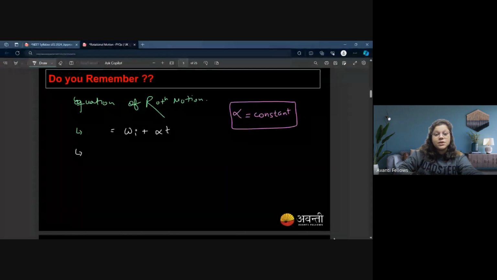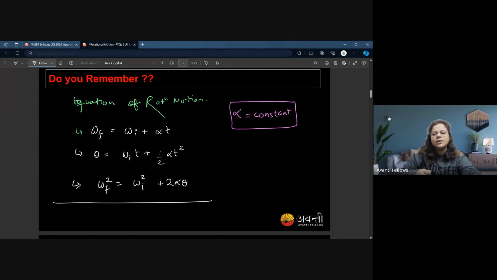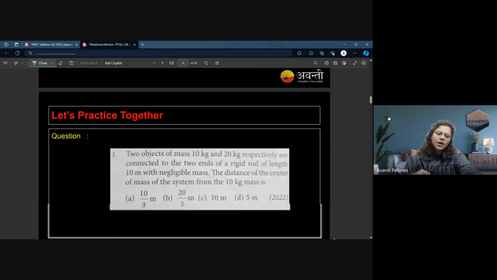Sorry, it's v equals u plus at. So it means omega final is equal to omega initial plus alpha t. The other one is s equals ut plus half at squared. So it will become theta equals omega initial t plus half alpha t squared, right? And the other one is v squared equals u squared, which means omega squared equals omega initial squared, plus 2 alpha theta, right? So this is a very quick recap of this chapter. Okay, now let's start with the questions.